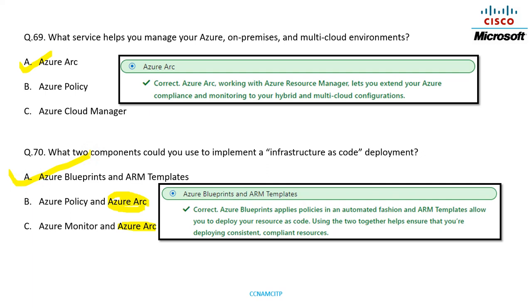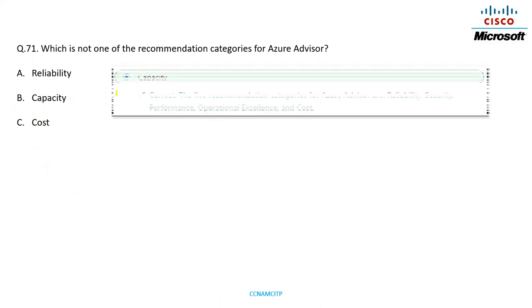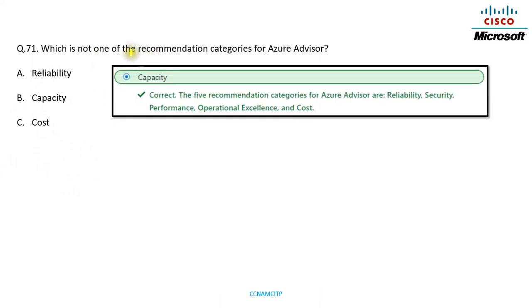The next one is, which is not one of the recommendation categories for Azure Advisor? So you can see reliability, capacity and cost. You have three options, and you have to select the one that is not a recommendation category. So capacity is your answer, B.